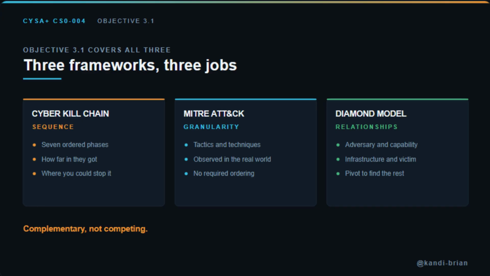The diamond model gives you relationships. Every event has 4 features: adversary, capability, infrastructure, and victim. Pivot from one feature to discover the others, which is how one investigated artifact expands into a full campaign picture. And they are complementary, not competing. Mature teams use the kill chain for phase framing, ATT&CK for technique detail, and the diamond model for analytic pivoting. And a well-written exam question will hint at which lens is being asked for.